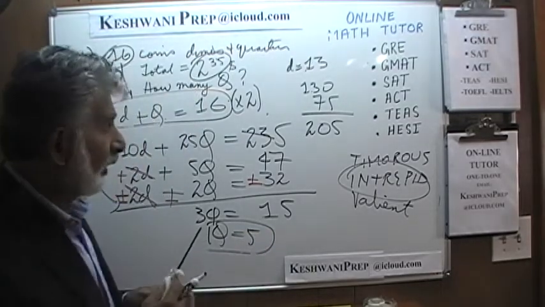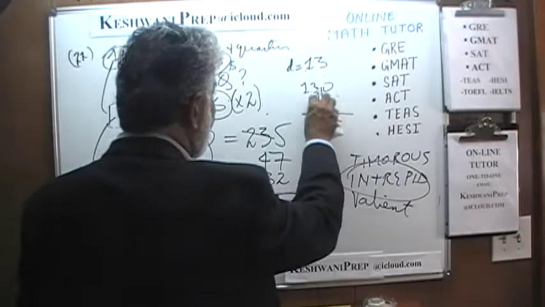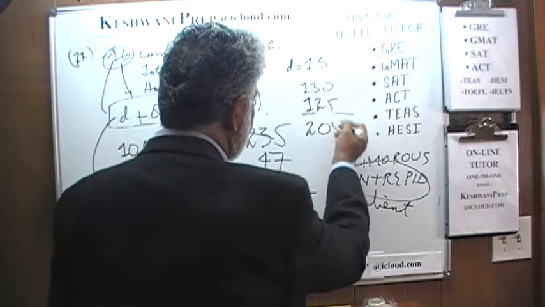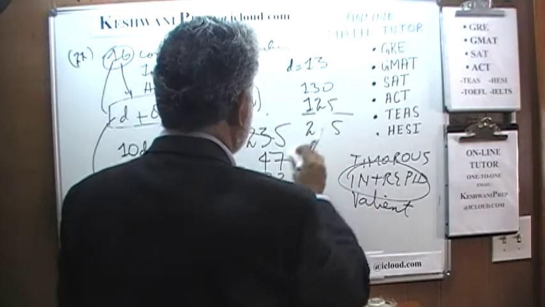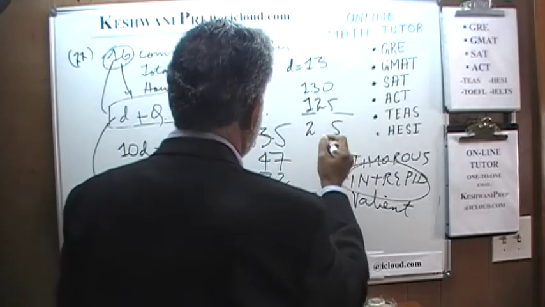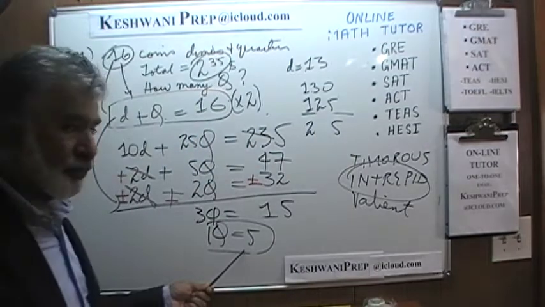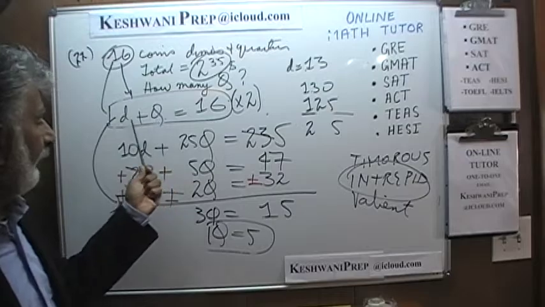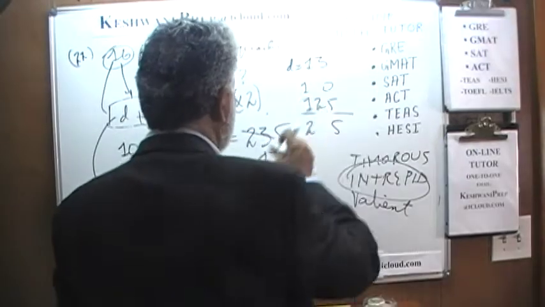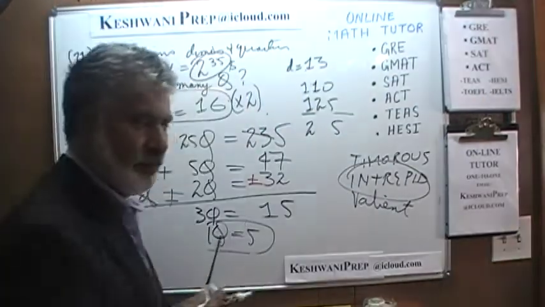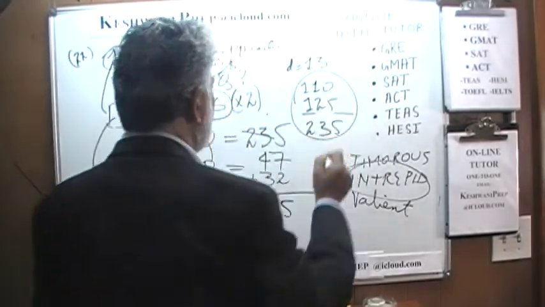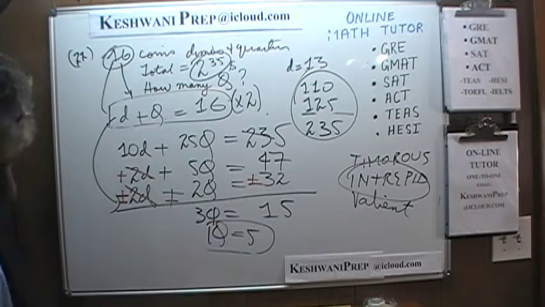And 5 quarters is $1.25. And now it should add up. Oh, then if you have 5 quarters, then we must have 11 dimes. And 11 dimes are worth $1.10. I can't believe I'm making so many mistakes. And now it confirms we have $2.35.